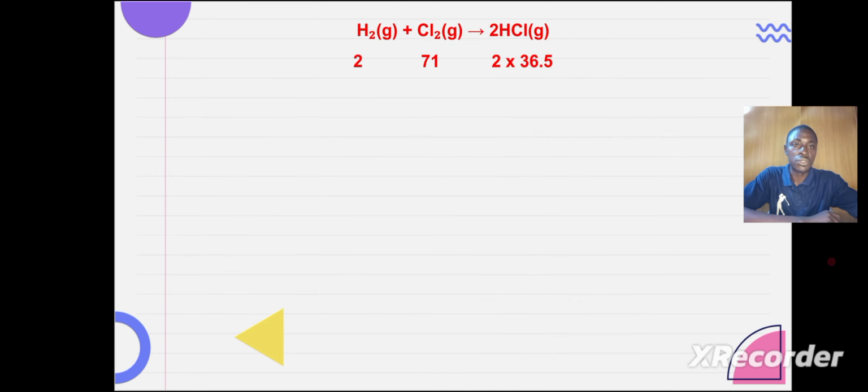Okay, so for this reaction, where hydrogen gas reacts with chlorine gas to give you hydrogen chloride gas, the reacting mass of hydrogen is 2. The molar mass of hydrogen is 2. The relative atomic mass of chlorine is 35.5, but we're talking about a molecule of chlorine, so the relative molecular mass of chlorine is 71. And then for hydrogen chloride, the reacting mass is 2 times 36.5. Each mole is 36.5, and because there are 2 of them, multiply by 2.